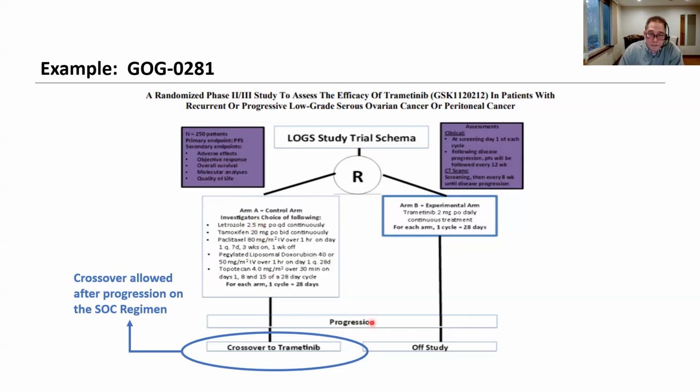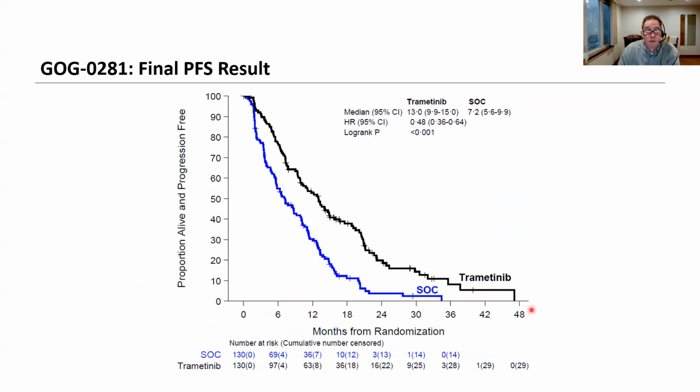We followed those patients to disease progression, since it was a progression-free survival endpoint, which we'll talk about a little bit later. Patients on the control arm, once they progressed, were allowed to cross over to the trametinib arm, again, after progression. And you can see how that might have obscured some of our overall survival results, but I may not get into that too much. So this is GOG 281.